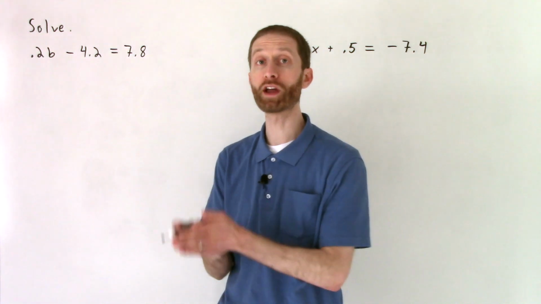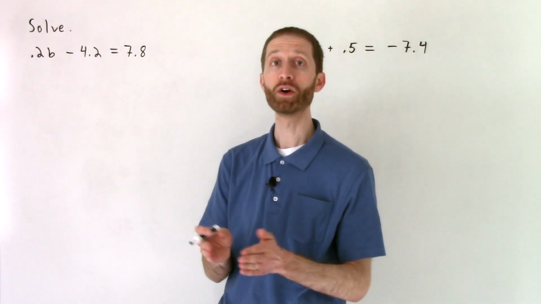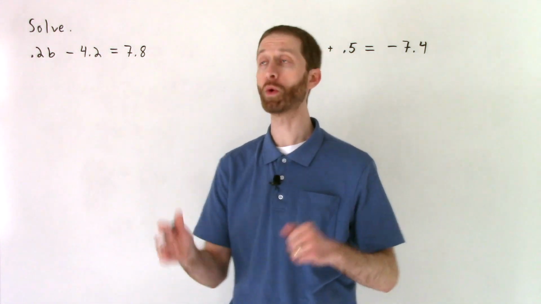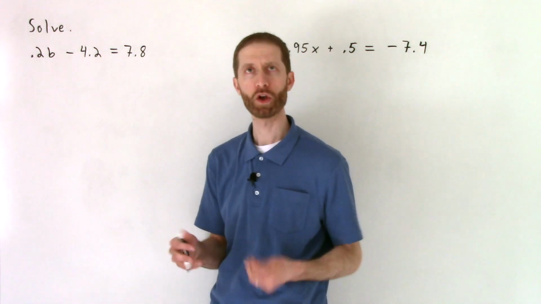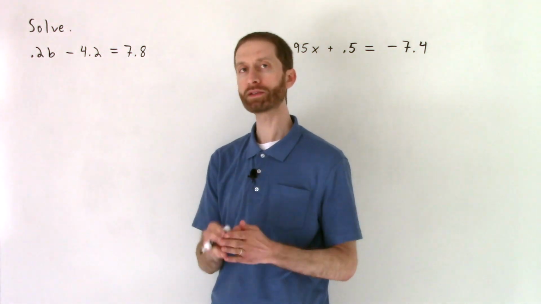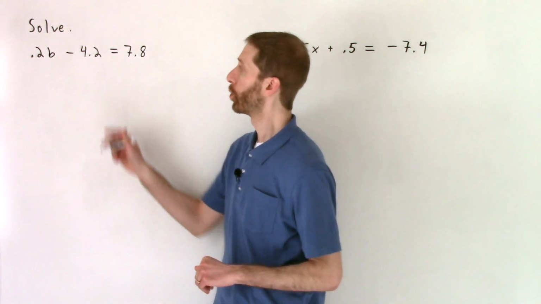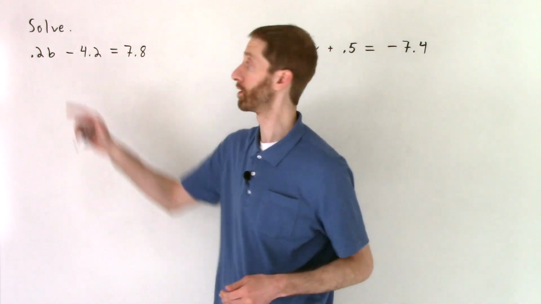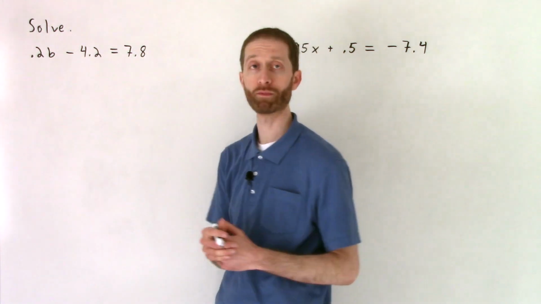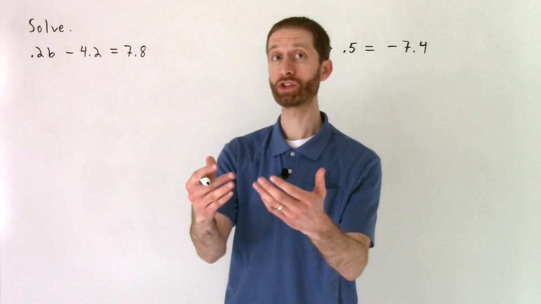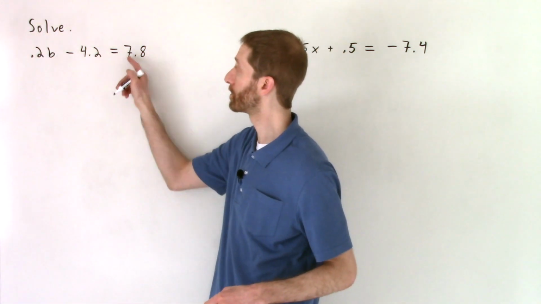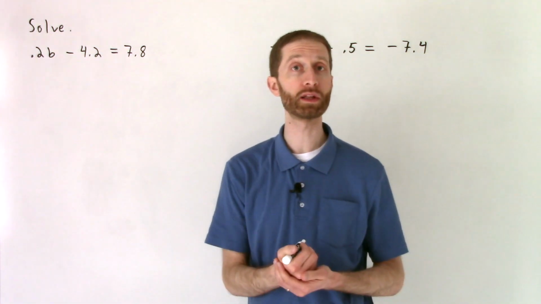So like when we cleared out fractions in a previous video, we need to multiply by some kind of number on both sides of the equation to clear out decimals. Well, what number? It basically comes down to this idea. We want to make sure that we don't have decimals in any of these numbers here: 0.2, 4.2, or 7.8. So we wish that we could move the decimal point one place to the right in each of these numbers. That would get rid of the decimals completely.